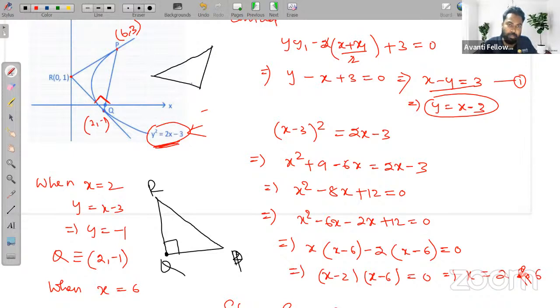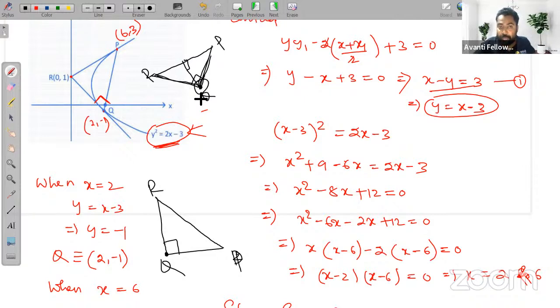This is the triangle. So this is Q. If I ask you the height of the triangle, you can see this is one altitude, and this is another altitude. So these are two altitudes, and if I draw the altitude from here also, the point of intersection will be Q.